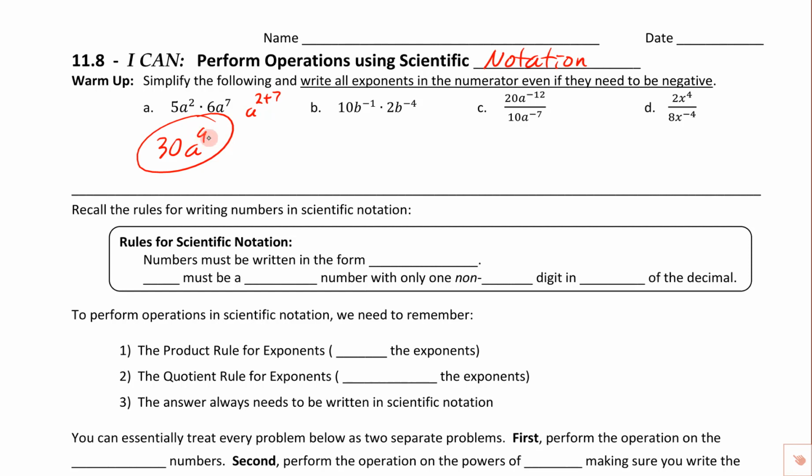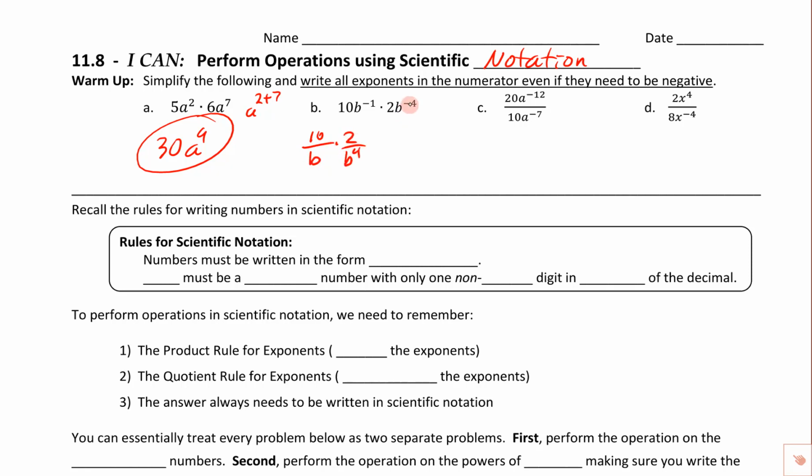On B, it says 10b to the negative 2, or sorry, negative 1 times 2b to the negative 4. Now we've got a negative exponent on this. I want to show you what I think is the easiest way to do this. I think it would be easier to follow that general rule that we don't like working with negative exponents. So I'm going to write this as 10 over b to the first times 2 over b to the fourth.